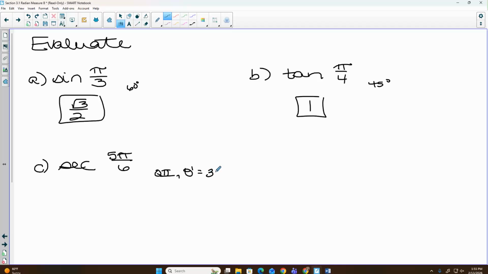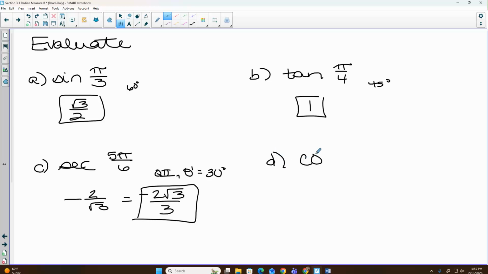Anything over 6 is 30 degrees. In quadrant 2, sine is positive, so secant would be negative. Okay, secant's the reciprocal of cosine. Cosine of 30 is radical 3 over 2, so 2 over radical 3. So same work as before, quadrants and referencing.